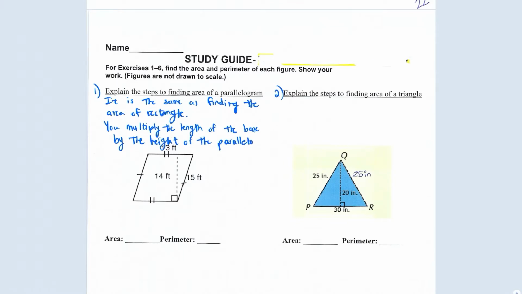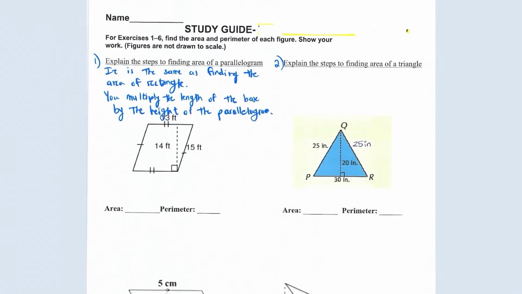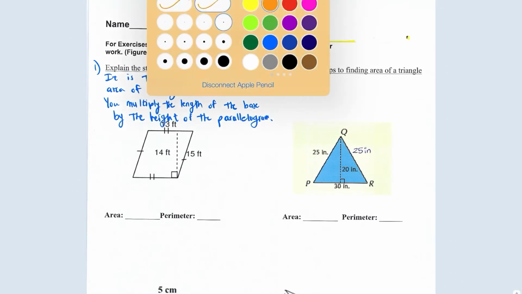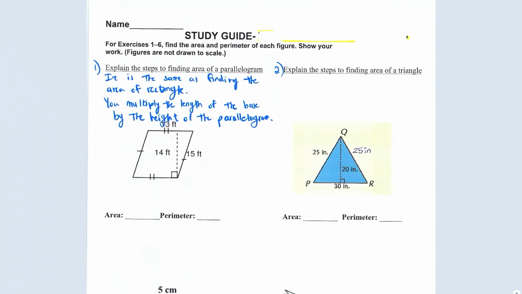And I know what you're thinking. You're probably saying, Mr. RG, that's such a long explanation. Why can't I just say base times height? And I will say, because if you can explain it to somebody, if you can explain the process, then that shows you have a good level of understanding of the concept, right? So I encourage you to make your explanations kind of thorough. It doesn't need to be an essay, but I just want you to be able to expand a little bit more on these steps. Okay, and then explain the steps to finding the area of a triangle.